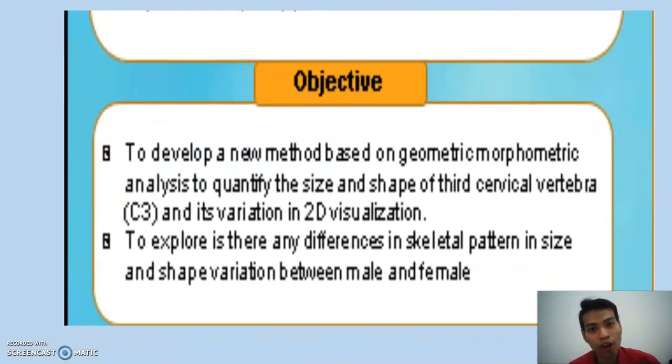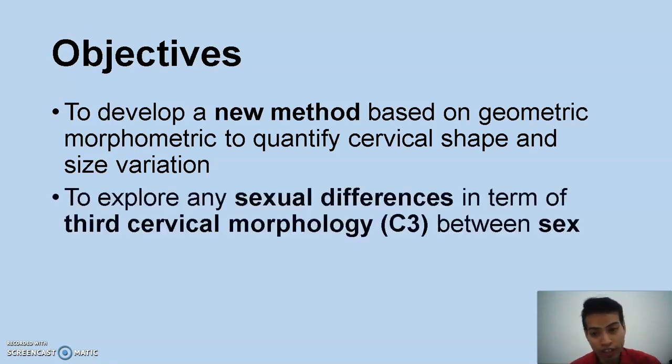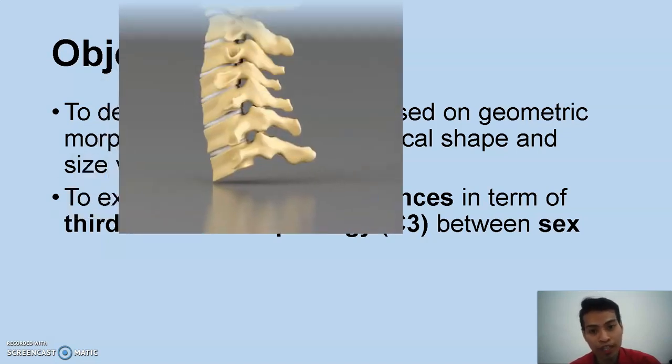Moving on to the objective of our project, first, we want to develop a new method based on geometric morphometric to quantify cervical shape and also size variations. Next, we want to explore if there are any sexual differences or sexual dimorphism in terms of third cervical vertebra morphology, both size and also shape, between male and also female.